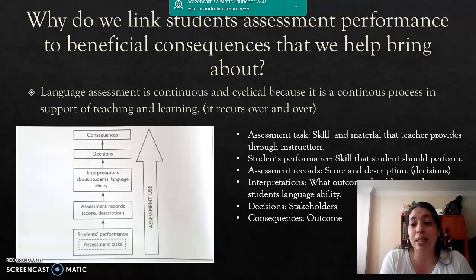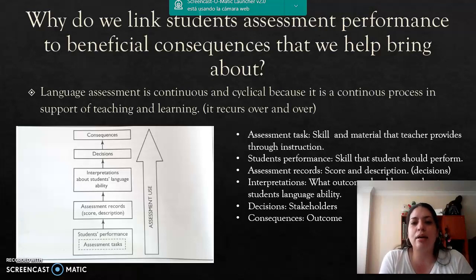Okay, the last question asks us about why do we link students' assessment performance to beneficial consequences that we help bring about. The first thing that came to my mind was that language assessment is continuous and cyclical because it is a continuous process in support of teaching and learning, whether if it's fast, implicit, explicit, like I mentioned before, summative or formative. But the assessment use is also going to be used throughout the learning process in the following way. I have chosen this example, this flowchart that will allow us to understand how the use of assessment is applied in a classroom.